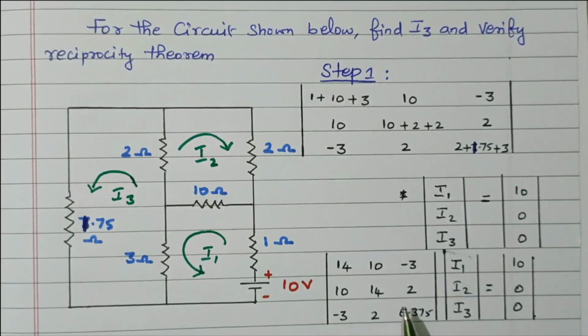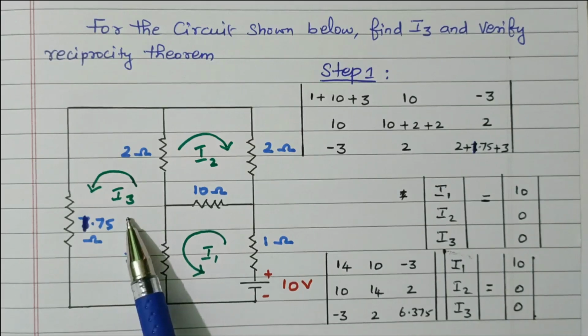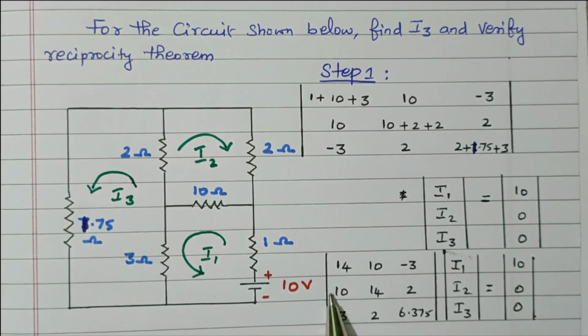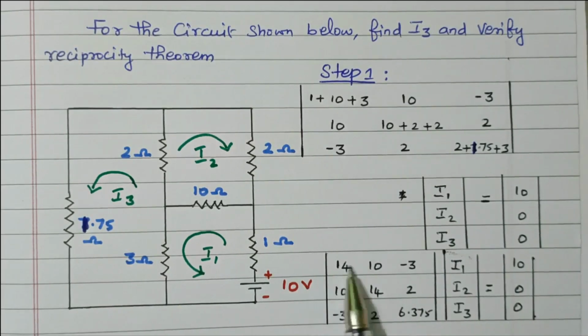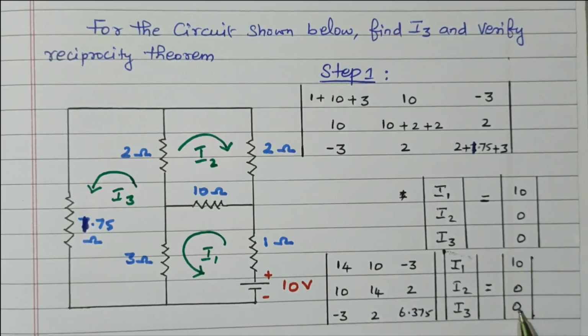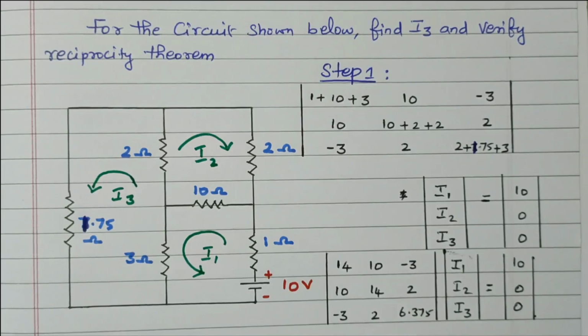This matrix is framed: the R matrix, the I matrix and the voltage matrix. Our aim is to find the I3 value, so we will find the delta value and delta 3, so that I3 equals delta 3 divided by delta. This is the delta value. By replacing the third column with the voltage matrix we get delta 3. If we replace the first column, delta 1, second column, delta 2, third column, delta 3. We need only I3, so we will find only delta and delta 3.